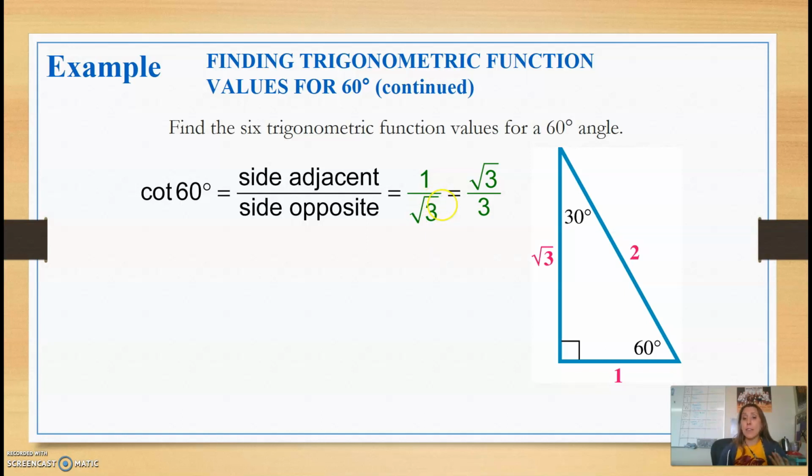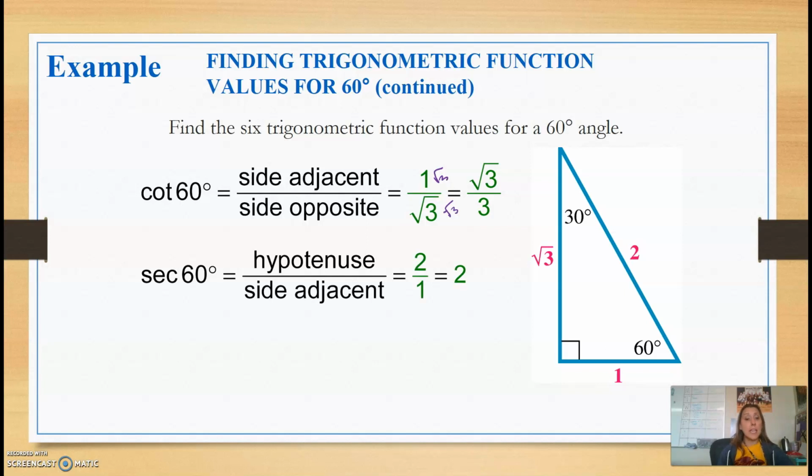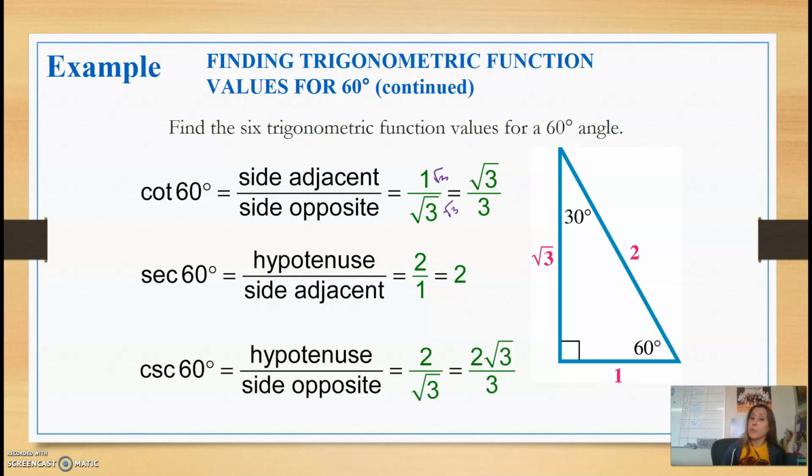And because I can't have a denominator in the bottom, I'm going to be multiplying by the square root of 3 over the square root of 3, which gives me the square root of 3 over 3. I'm going to do the same thing for the secant of 60 degrees, which is the hypotenuse over the adjacent, which is 2 over 1 or 2. And then we're going to do the cosecant, which is the hypotenuse over the opposite side.